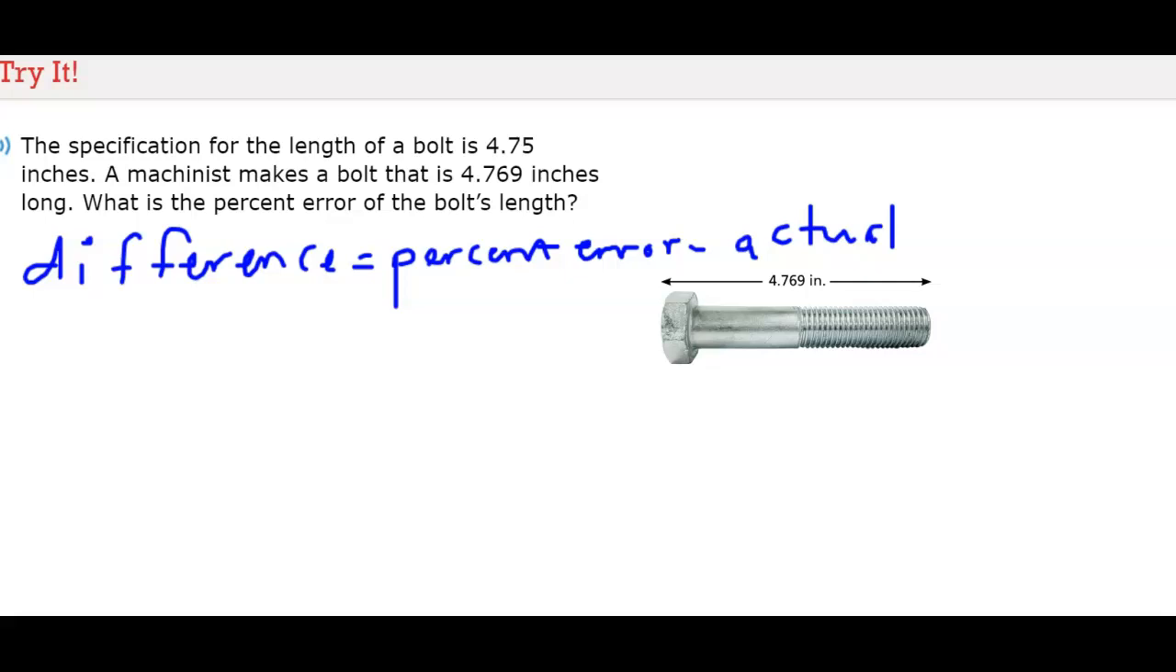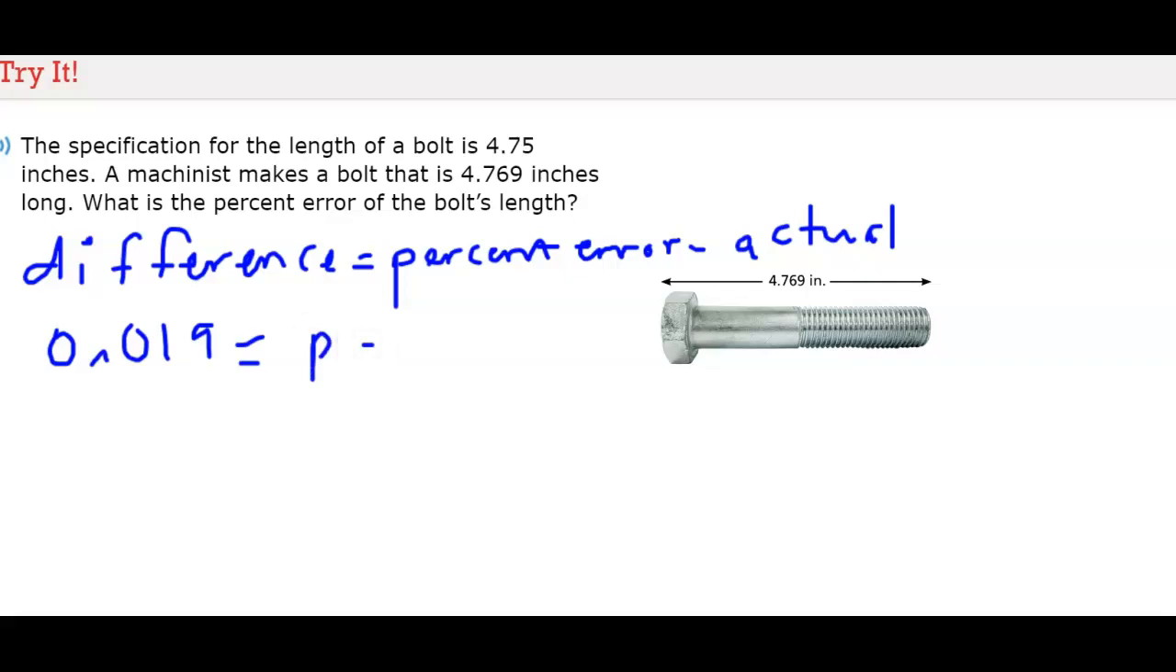Okay, so the difference of 4 7/75 and 4 7/69, we use a calculator. That is equal to 0.019 equals percent error. That's what we're solving for.